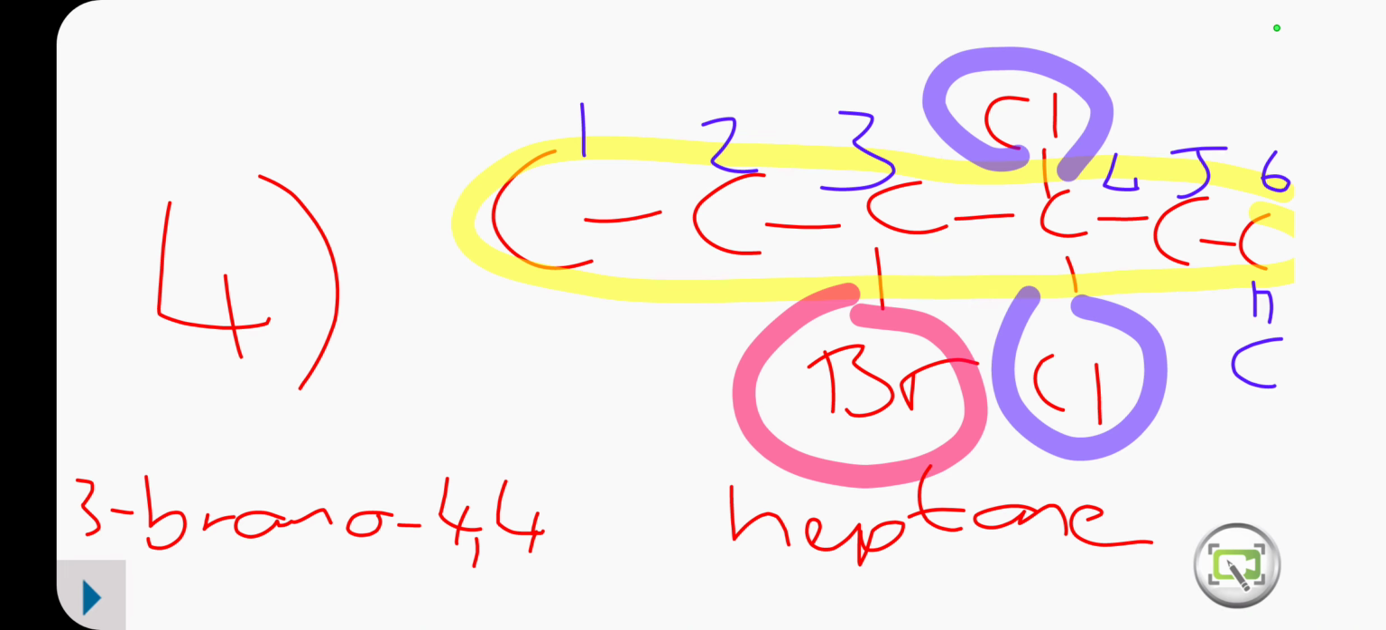And here comes the other trick that so many people forget about. 4,4, because there's 2 chlorines, we have to use the word di. 4,4-dichloro. Heptane. 3-bromo-4,4-dichloroheptane.